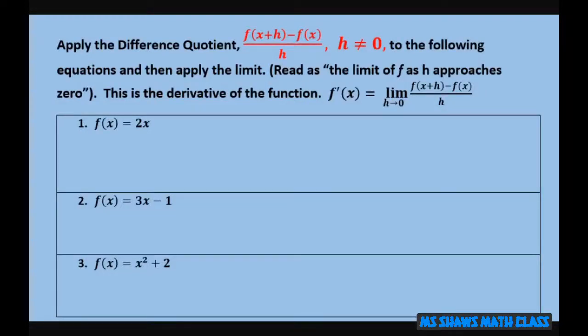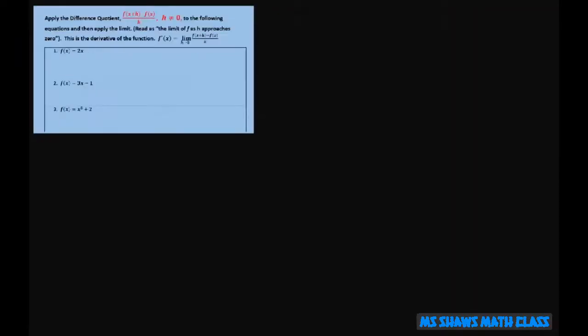Hi everyone, we're going to apply the difference quotient, and we've already learned that this is actually the slope formula rewritten. h can't equal 0, and we've got three equations we're going to apply it to, and then take the limit. This is called the derivative of the function. So when you take the limit of the slope here, as h approaches 0, or the difference quotient, you will get the derivative. So let's start with the first one.